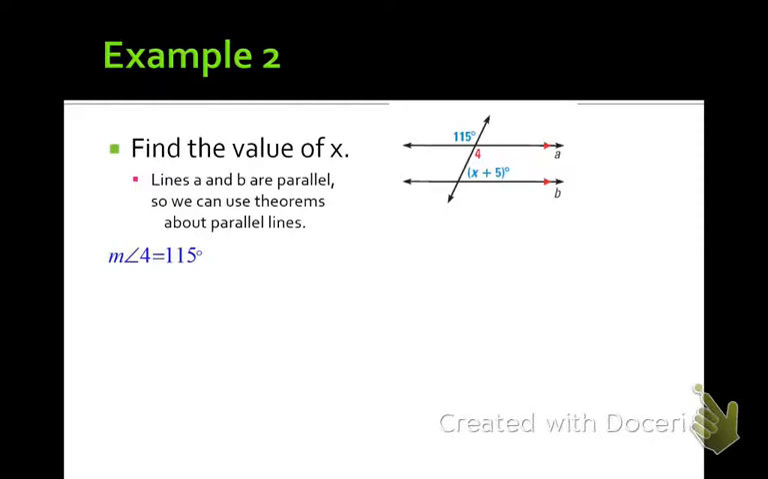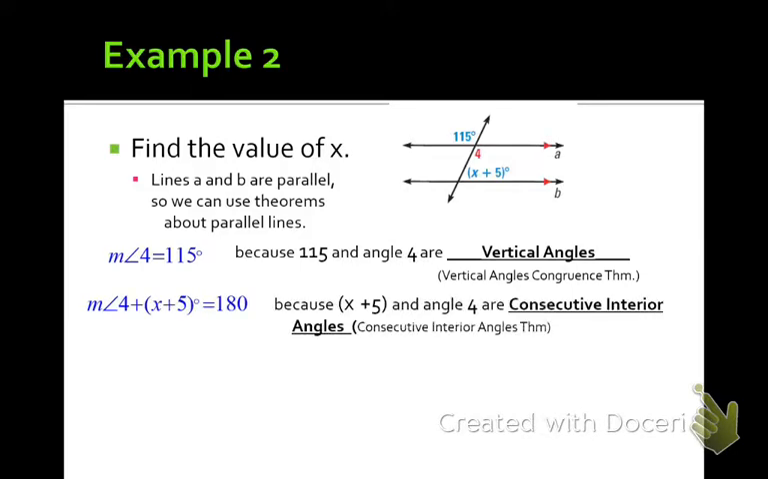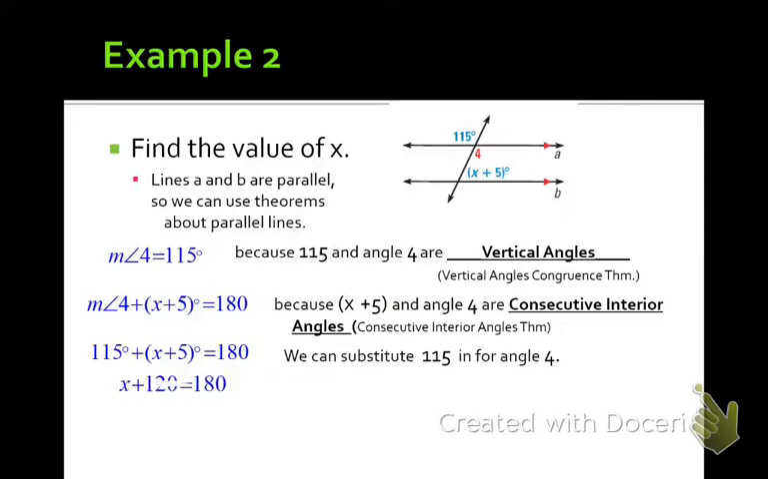Trent: Add 115 to x plus 5. Right. Those, 4 and x plus 5, are consecutive interior angles, so I add them together and set them equal to 180. So we'd have 115 plus x plus 5 equals 180, and we would solve for x, and we get x equals 60.